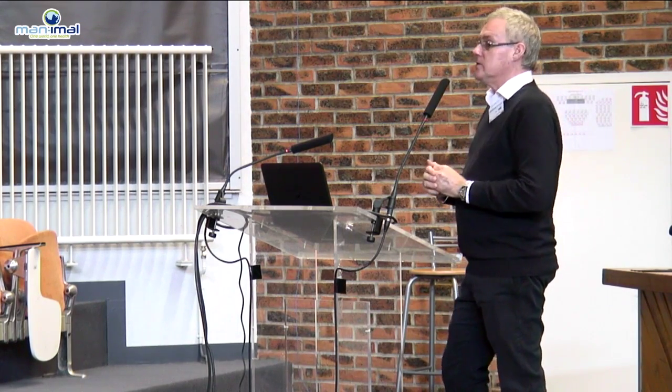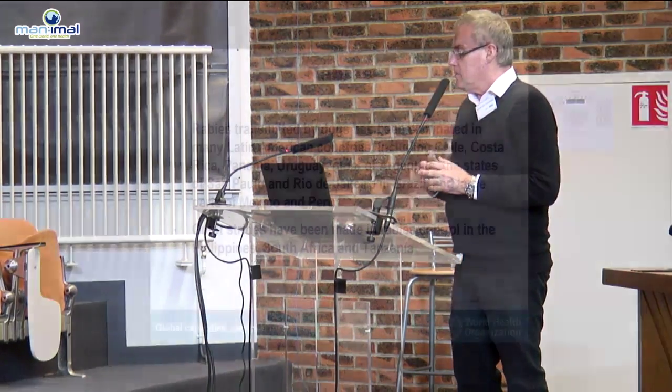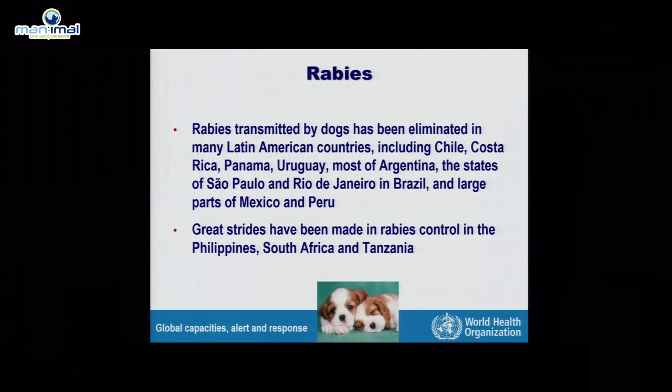So it can be done. We know how to do it. It's just a matter of finding the political will and the money to actually make it happen. And WHO has been working with FAO and OIE and the Global Alliance for Rabies Control to raise awareness and to get commitments to overcoming this disease. Because dog rabies has been eliminated in many Latin American countries. So we know it can be done. We know it works. And so it's just a matter of getting that ongoing political commitment to ensure that we can actually get this under control. But it can be done.